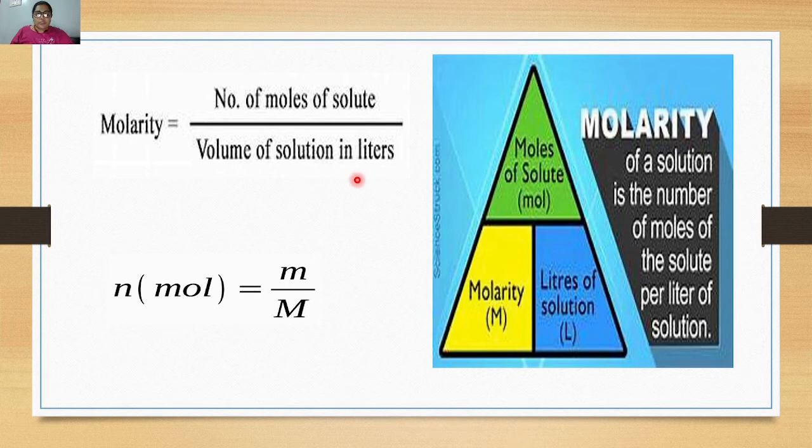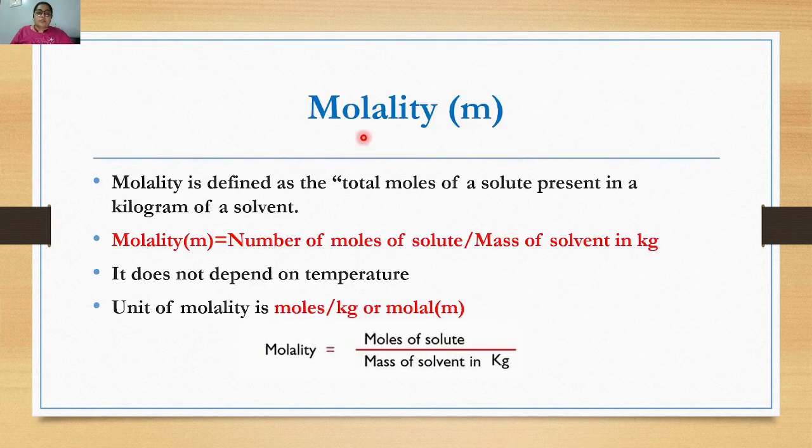changes with temperature. The next method is molality, that is small m, and molality is defined as total moles of solute present in 1 kilogram of solvent, and its formula is moles of solute divided by mass of solvent in kg. Its unit is moles per kg or molal, and it is not dependent on temperature as mass is independent of the temperature.